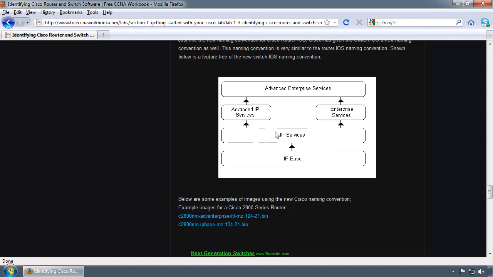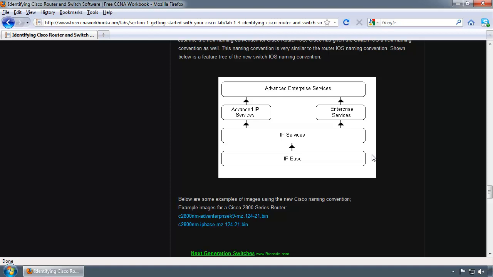But after 12.2(50), advanced IP services was killed off, and all of the features in advanced IP services were moved into IP services. So if you're running a switching platform in production that has IP services on it, let's say you have a 3560 EMI or 3550 EMI, and you're considering moving to IP version 6, it's actually worth the upgrade, because you're getting additional features which previously would have cost you money, just by updating the switch.